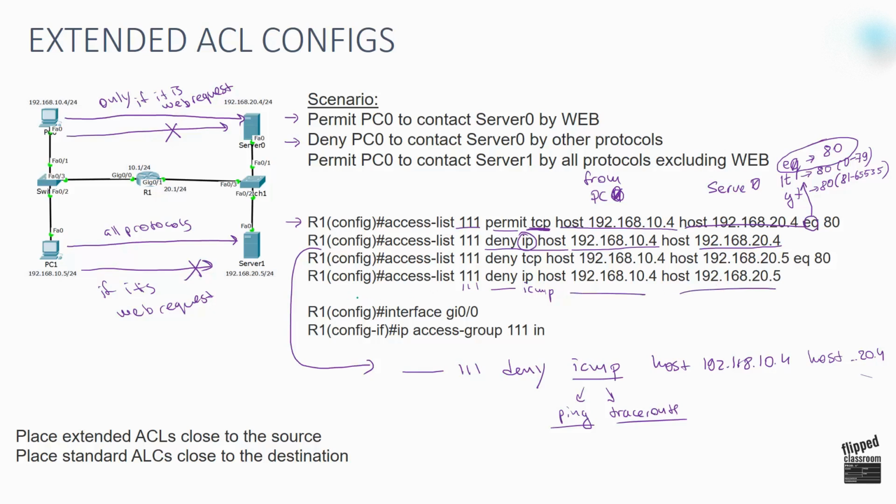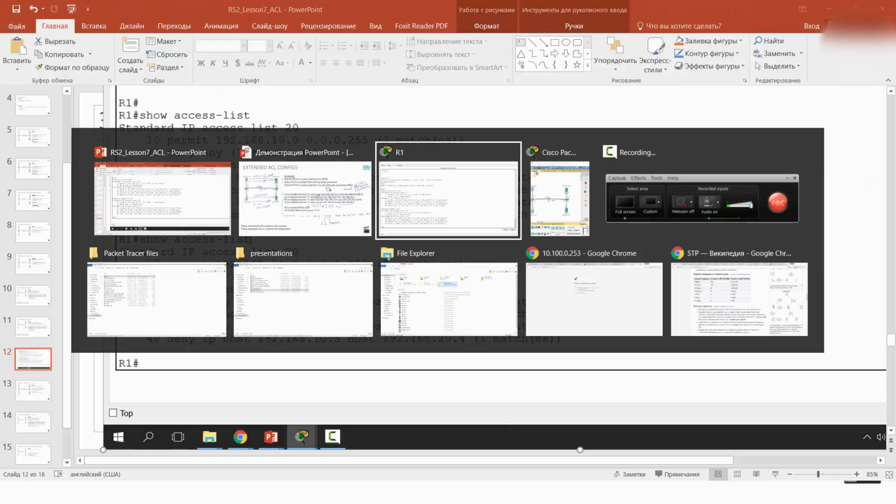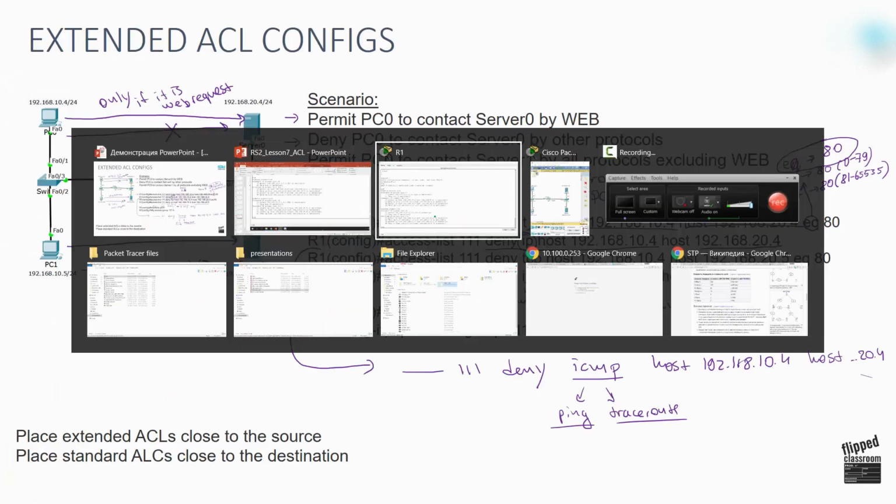And also at the end of this access list, we can write access list 111 deny IP any any, and for all other IP addresses it will be denied, so that PC1 will not be able to communicate with server 0, and PC0 will not be able to communicate with server 1. So let's try to do this operation, so we'll go to configure our router 1.